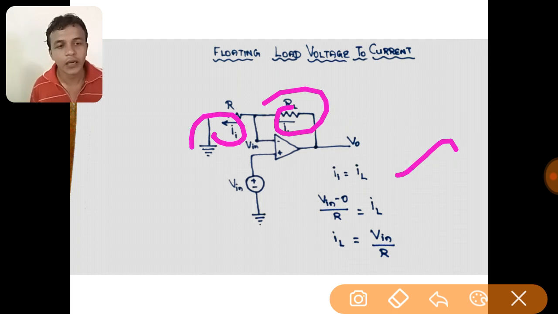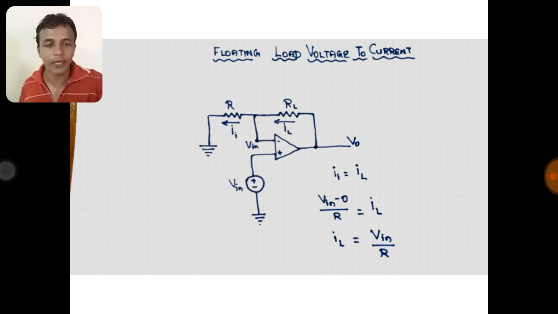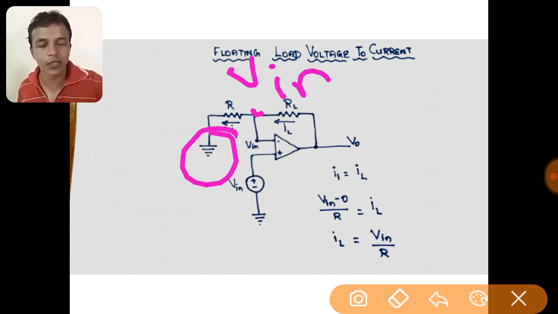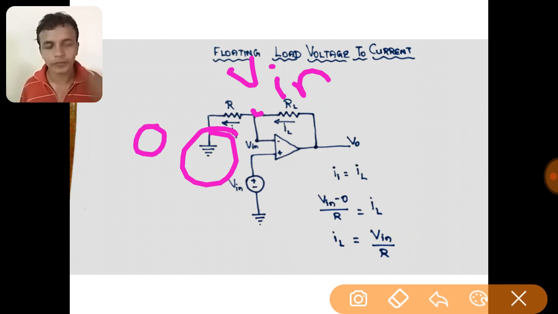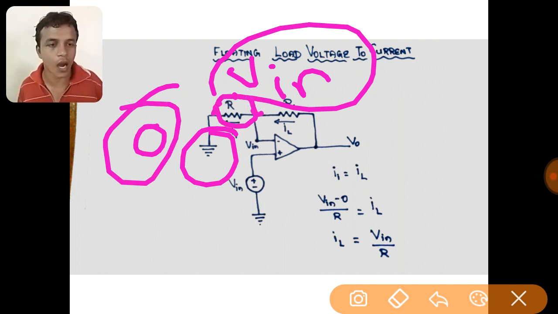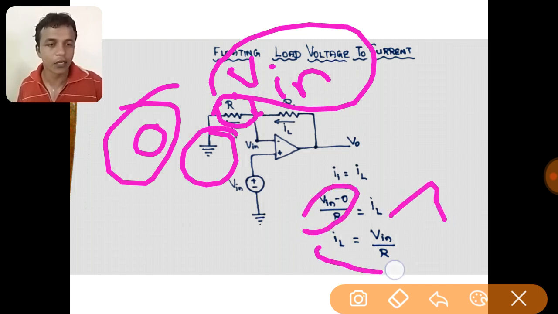Now we have to derive the equation for IL using Kirchhoff's current law. Now I am going to apply Kirchhoff's current law at this node. At this node the voltage is Vin, and at this point the voltage is 0 since that point is connected to the ground. When I apply Kirchhoff's current law to that node, the current is moving from right to left. So I write it as Vin minus 0 divided by the resistance between these two points, R. So Vin minus 0 divided by R equals IL, which implies IL equals Vin divided by R.